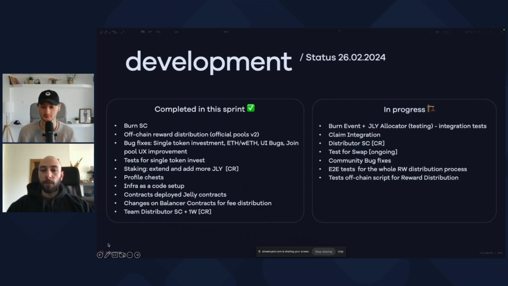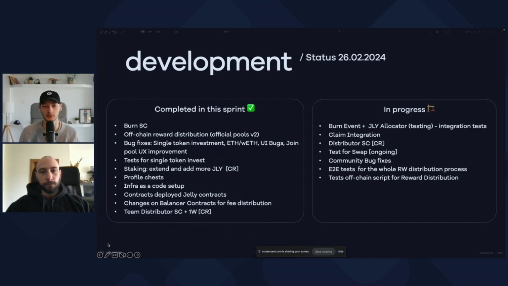Tests for end-to-end tests and tests for the off-chain script are kind of the core for the reward distribution, and that is kind of the core of the entire system. So the most important stuff there. Absolutely. I think one interesting fact to add for the claim integration, this also includes the cooldown phase.